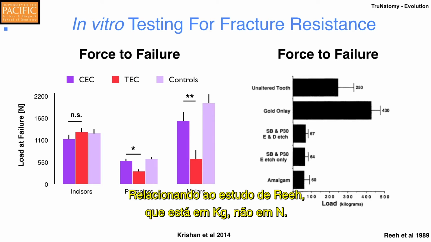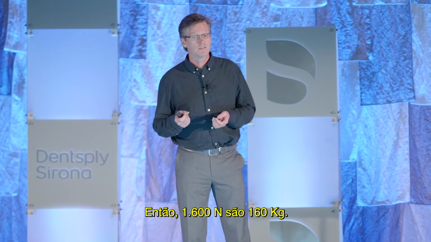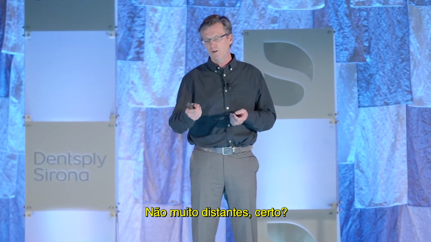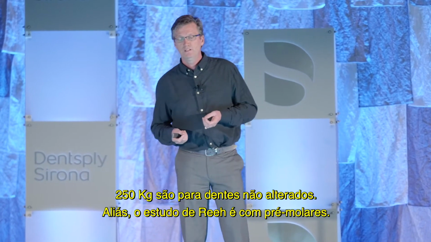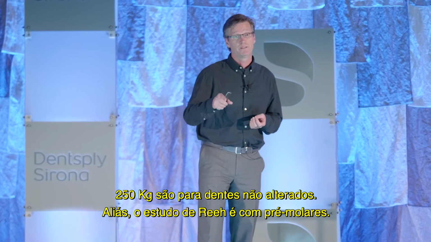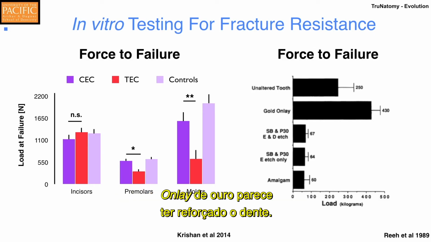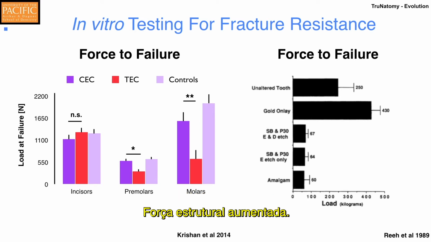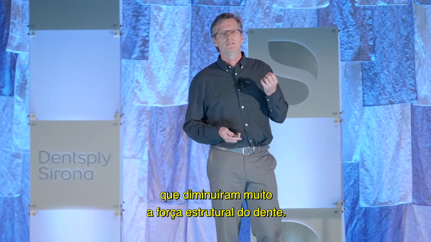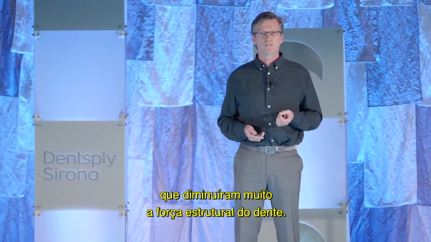Correlate that to Rhea and Messer. This is in kilograms, not newtons. So 1600 newtons, 160 kilograms. Not too far off, right? 250 is the unaltered tooth. These are premolars, by the way, in the Rhea and Messer study. Gold onlay appears to have reinforced the tooth. Fracture load increases, as opposed to all the other treatments that have drastically decreased the structural strength of the tooth.